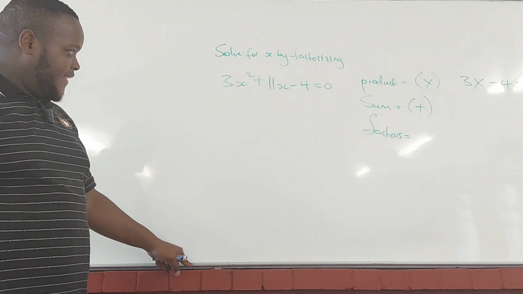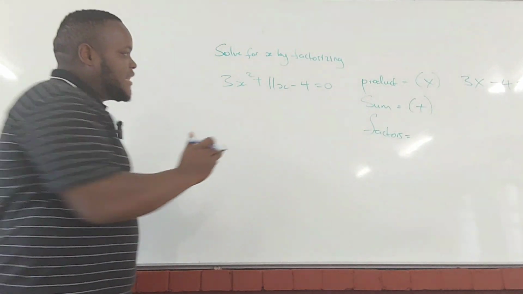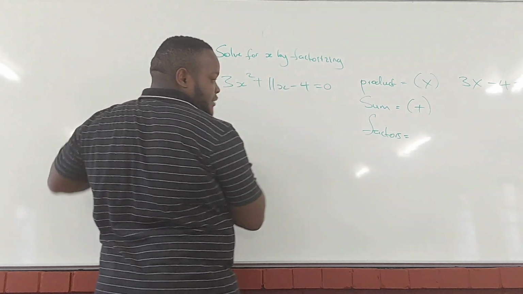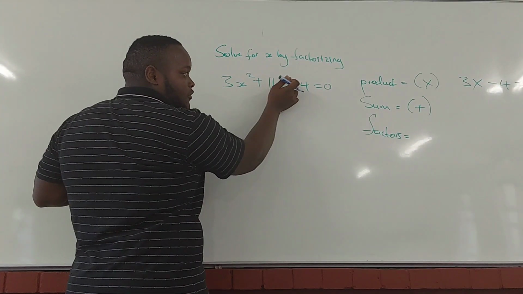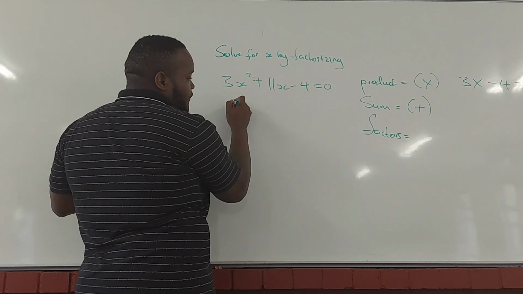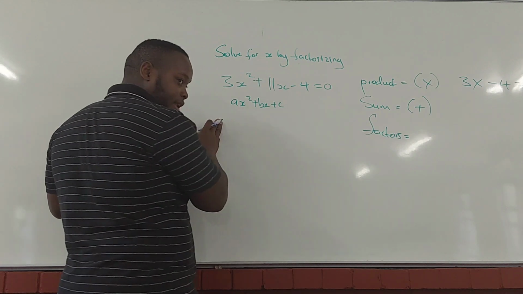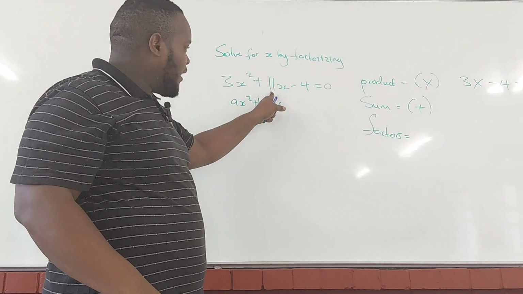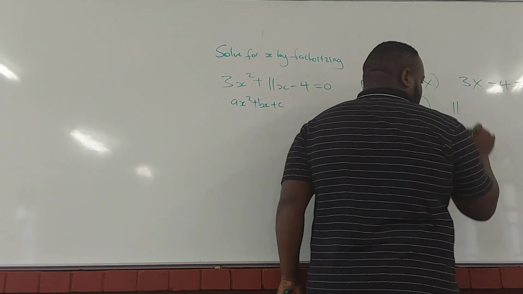Now when it comes to sum, you look at the middle term, once you have arranged the equation in order from the highest degree to the constant, in the form ax squared plus bx plus c. If you have arranged it like this, the middle term is my sum. So I'm going to write 11.